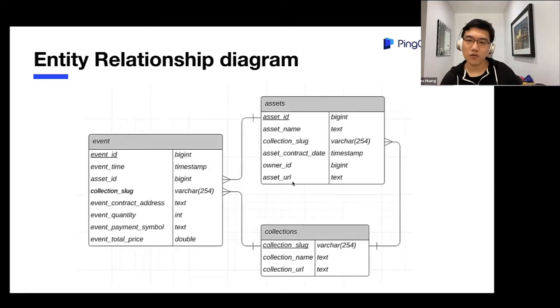Okay, just to summarize these three tables, I provide an entity relationship diagram here. Events is the most important table for us. We have event ID as a primary key. We have foreign keys: asset ID references the asset ID in the assets table, and collection slug references the collection slug in the collections table. And between the assets table and the collections table, collection slug is used to reference from the assets table to the collections table.